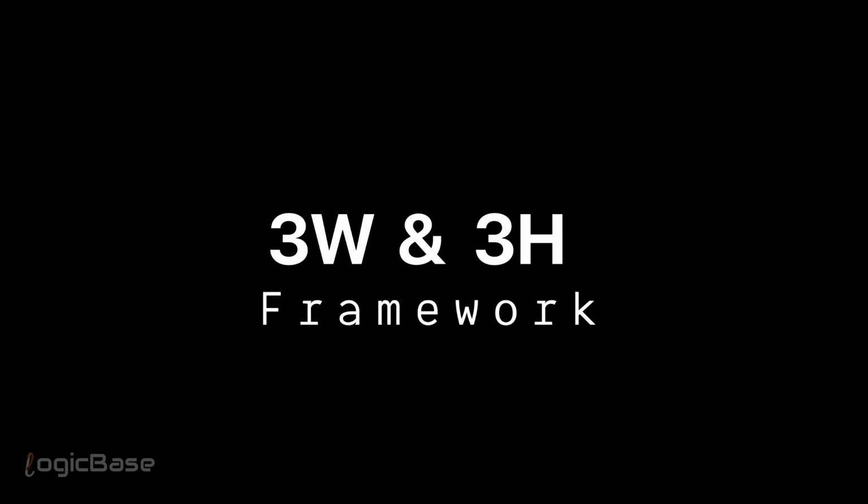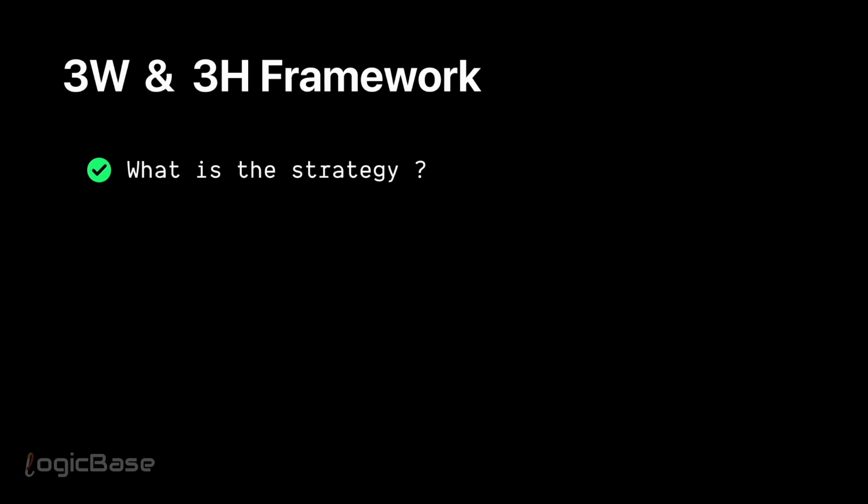Now that we have learned the names of the 4 caching strategies in Next.js, it's time to dive into each one in detail. But before we do that, we need to first understand something called the 3W and 3H framework. So what is the 3W and 3H framework? This is a simple but powerful mental model that helps us break down any caching strategy in a structured way. According to this framework, we need to ask 3 questions starting with W and 3 more starting with H. Let's begin with the W questions.